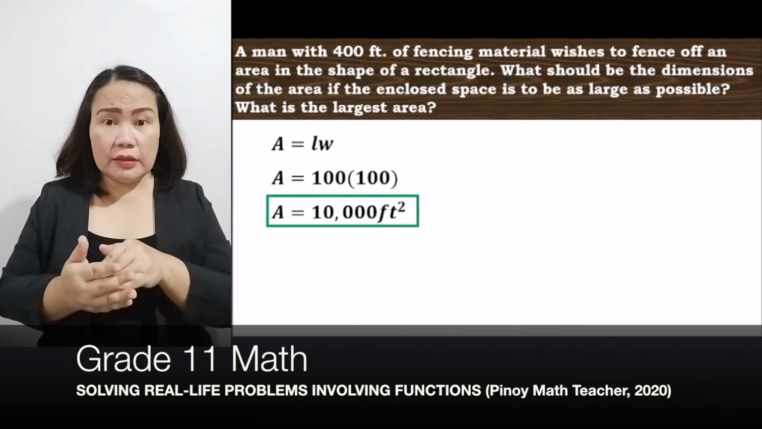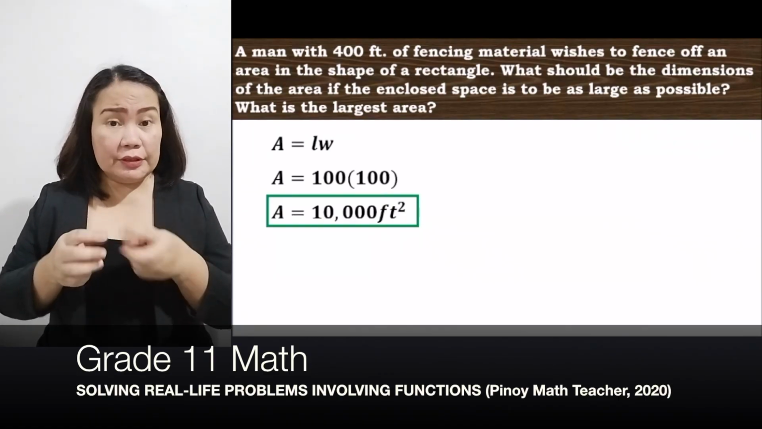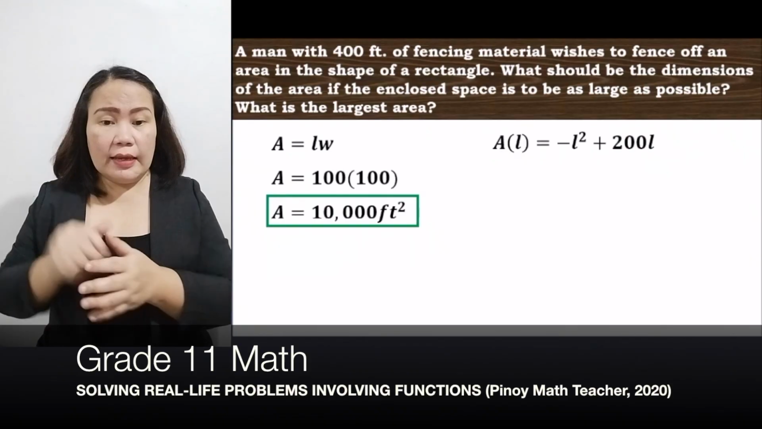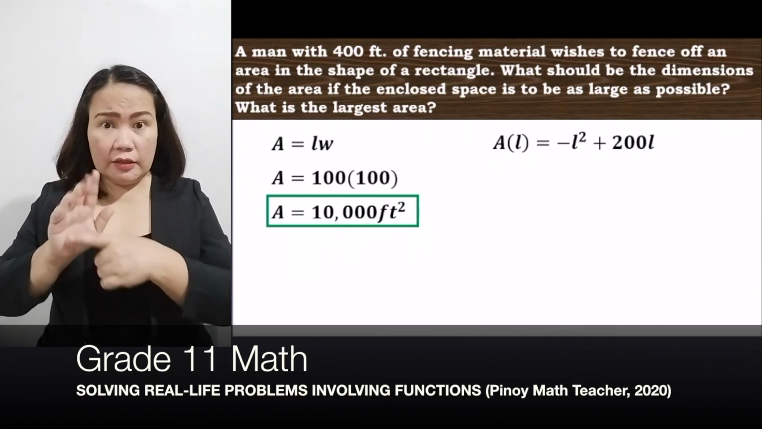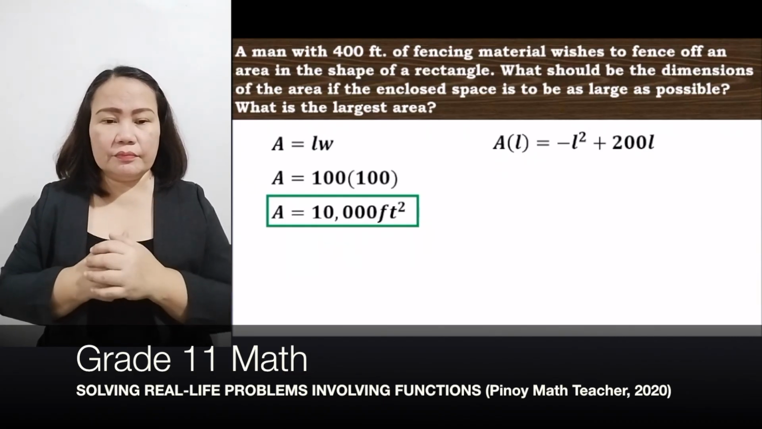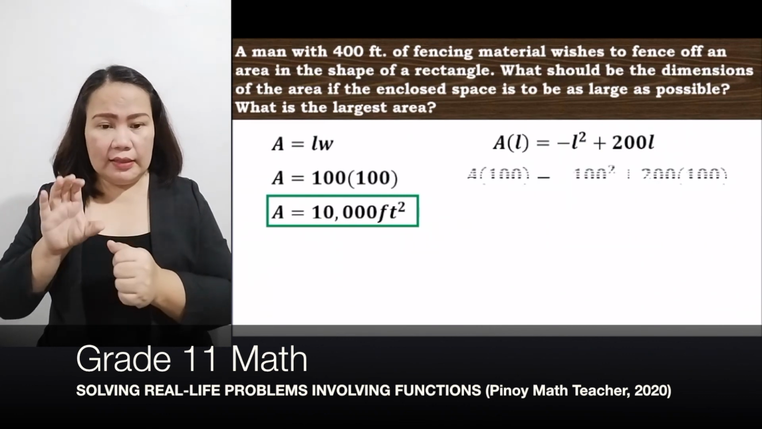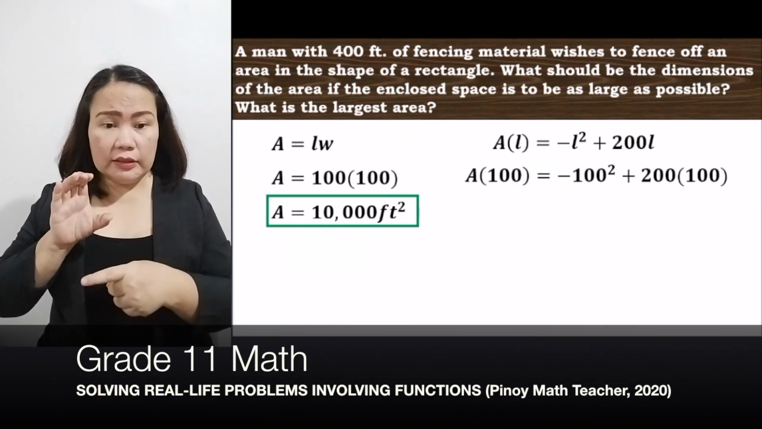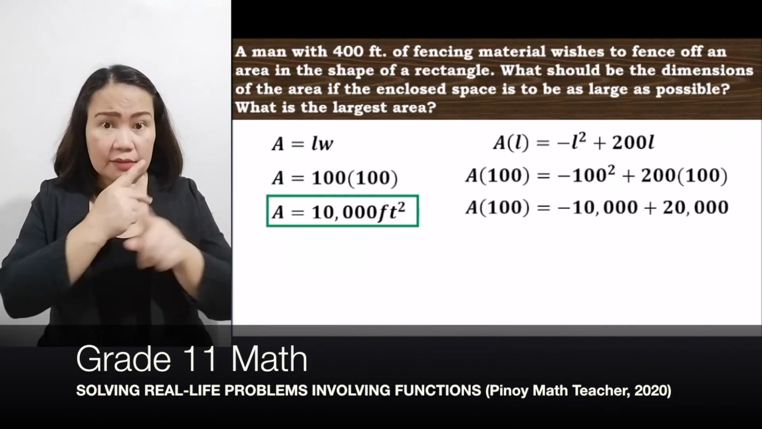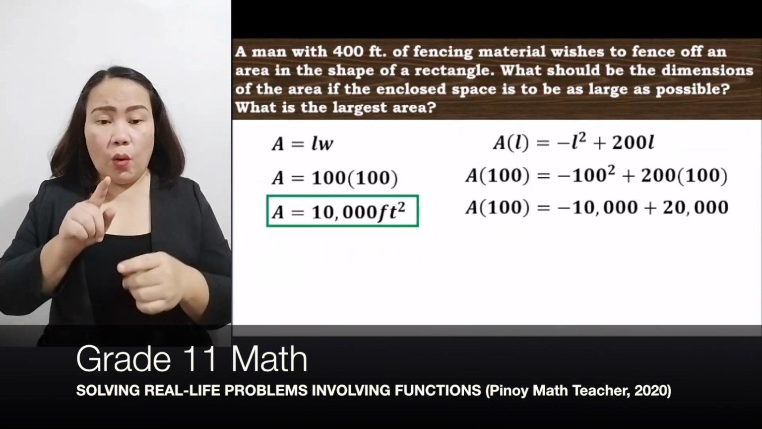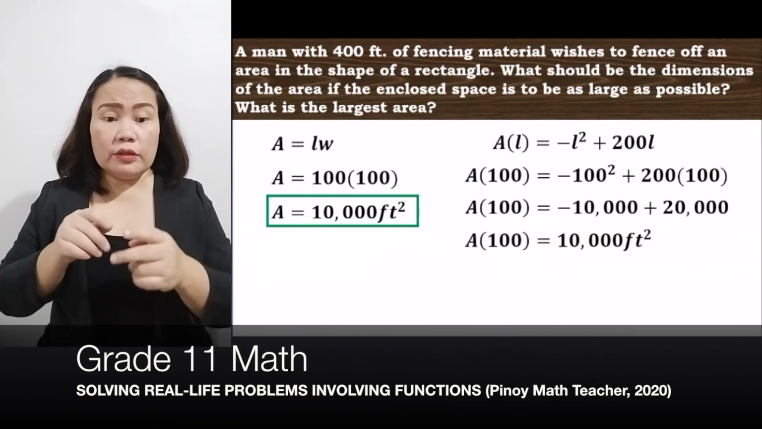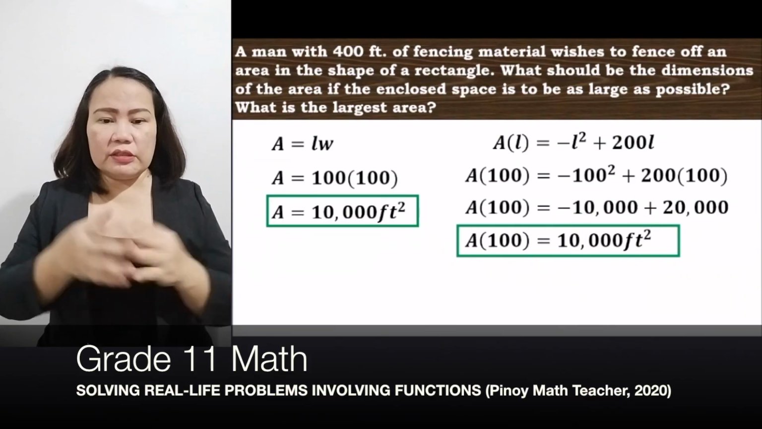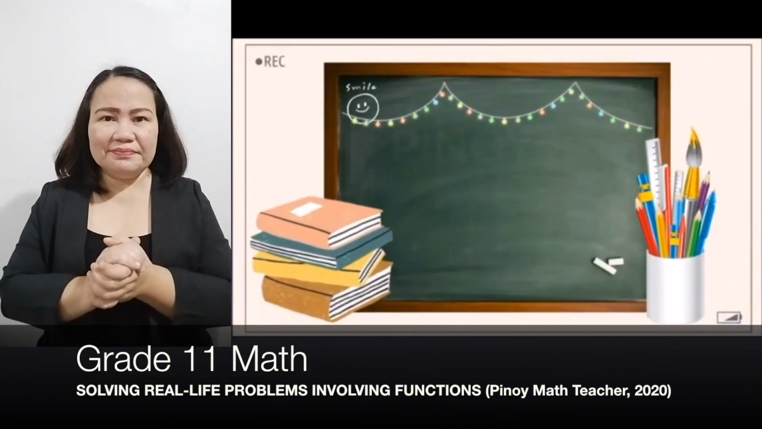Ang ikalawang method na pwede natin gamitin para makuha yung largest possible area ay gamit yung kaninang function, kung saan yung area ay nakadepende sa length. So, that is equal to negative L squared plus 200 times L. So, papalitan natin yung L ng 100. So negative 100 squared plus 200 times 100, that is equal to negative 10,000 plus 20,000. So, A of 100, or yung area, that is equal to 10,000 feet squared or 10,000 square feet.